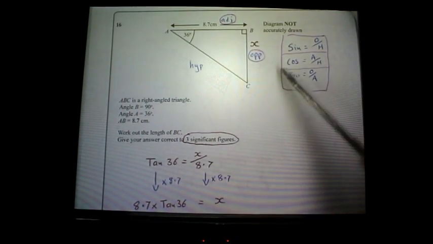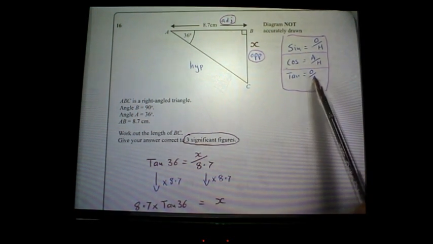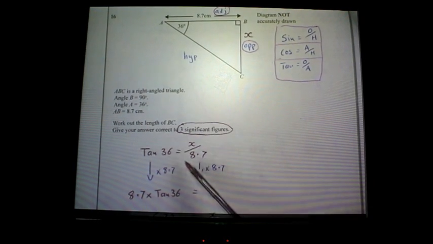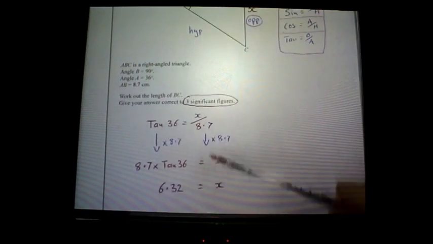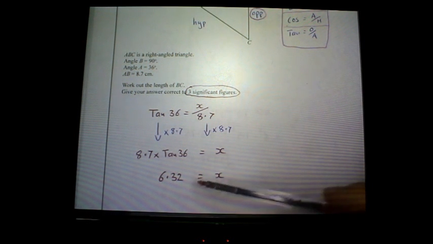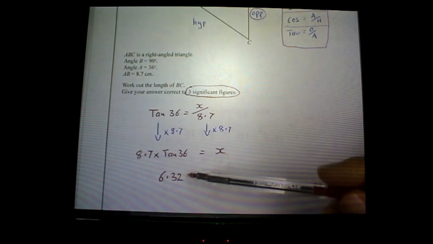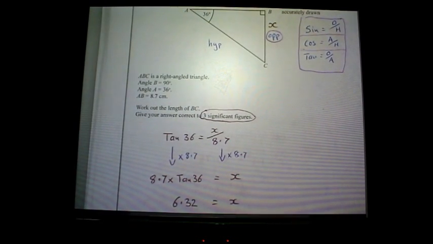I've labelled my sides up, and I've noticed I'm interested in the adjacent and the opposite, so that's going to be tan. So tan 36 equals x over 8.7. Rearrange it, multiply both sides by 8.7, and you get 6.32. It says give the answer to 3 significant figures, so that's what I've done there. So the answer is 6.32, and there's my workings.